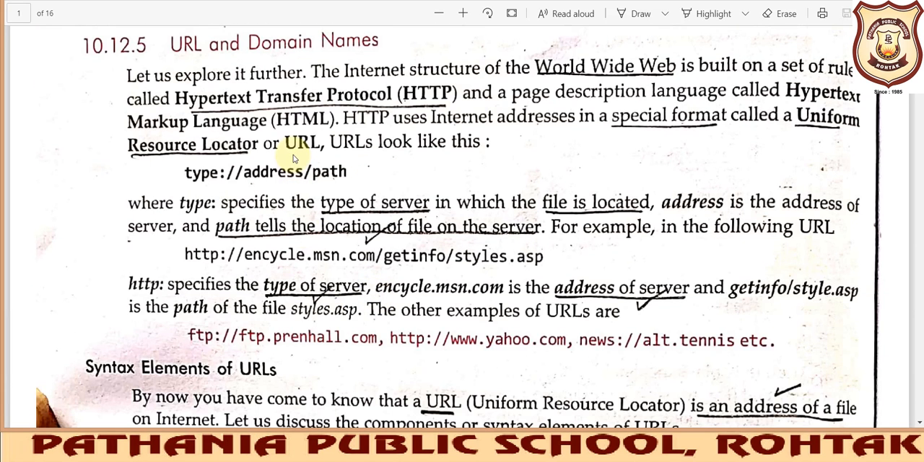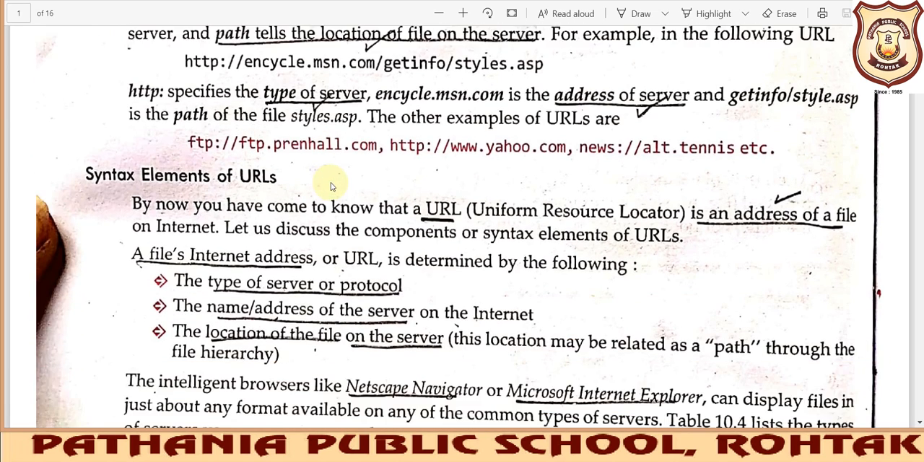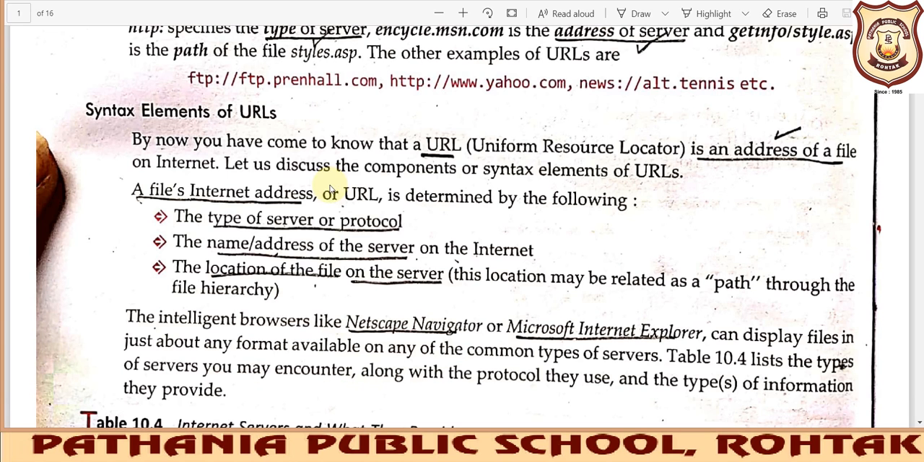So we were talking about the URL structure. URL basically has three parts: one is the type, second is the address, and then the path. Let us discuss these three parts of URL in detail. Type is basically the type of server or the protocol we are using, like HTTP, a communication protocol that is essential when we are connecting to the server, because the connection between the client and the server is possible just because of this HTTP protocol. Firstly we will mention the name of the protocol, then we will write the address of the server on the internet.